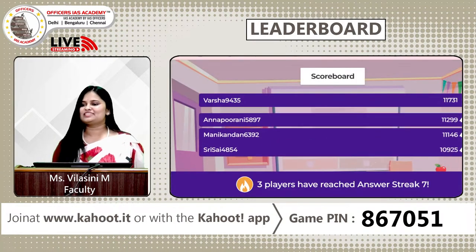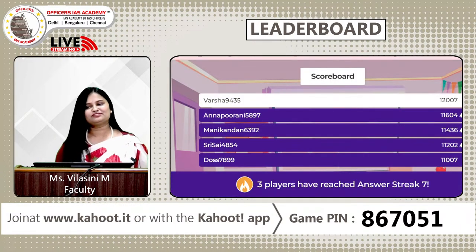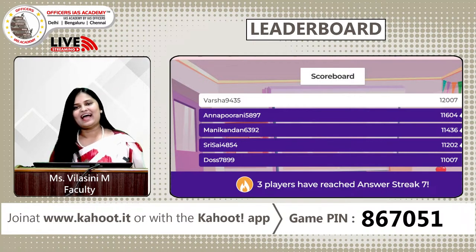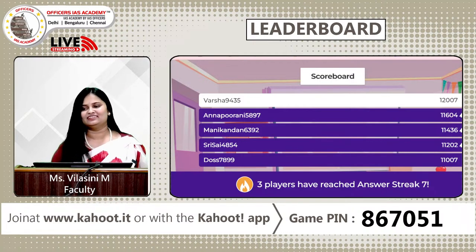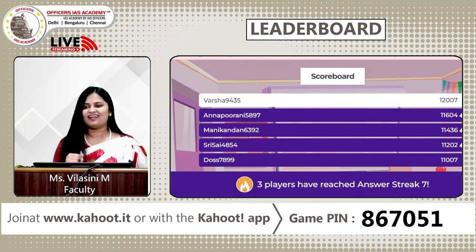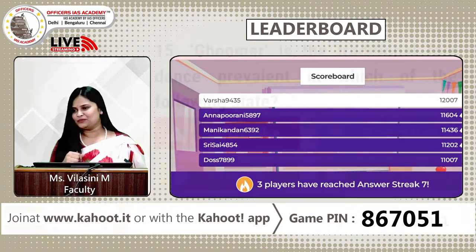14th question, have the tables turned? Wonderful. So Varsha remains on top, followed by Annapurni. And at the third place, we have Manikandan. Great going, guys. And 3 players have reached answer streak 7. That's wonderful. And now moving forward to the one last final question for the day. Question number 15, here we go.